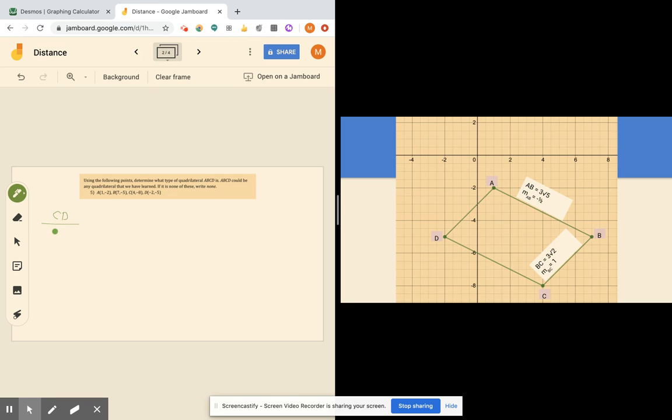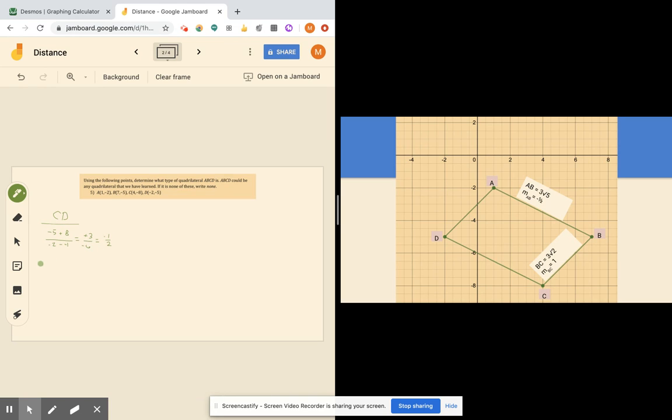Okay, the slope for CD, again, change in y, so negative 5 minus negative 8 is a plus 8 over change in x, which is negative 2 minus 4, which gives you negative 3 over negative 6. Sorry, that was positive 3 over negative 6. And that leaves you with negative 1/2.